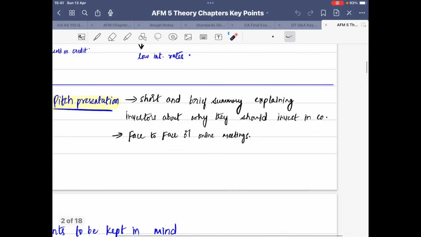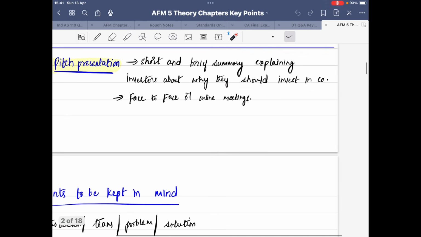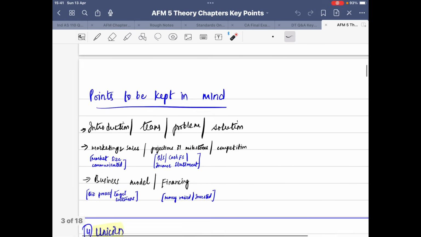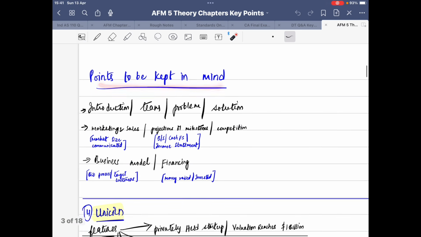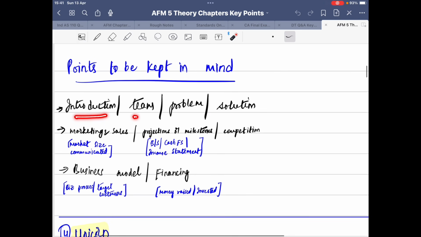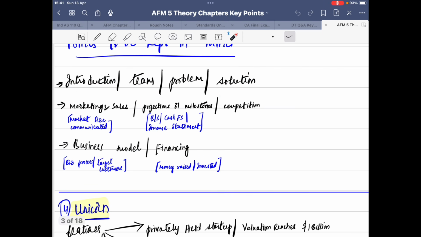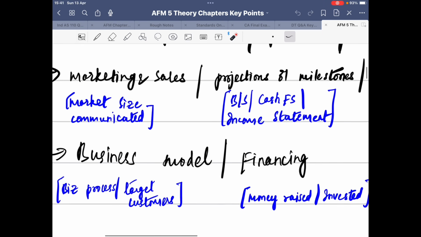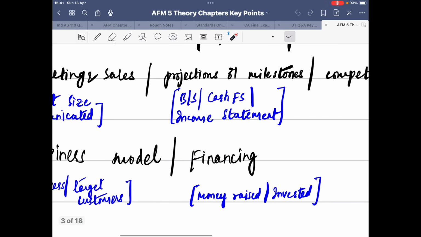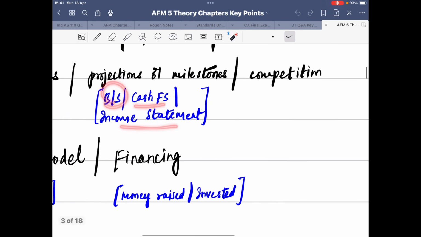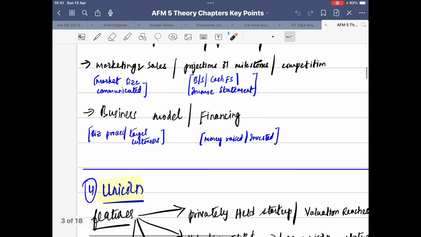Pitch presentation: short and brief summary explaining investors about why they should invest in company, face-to-face or online meetings. Points to be kept in mind: introduction, team, problem, solution, marketing and sales, market size communicated, projections or milestones, balance sheet, cash flow statement, income statement, competition.